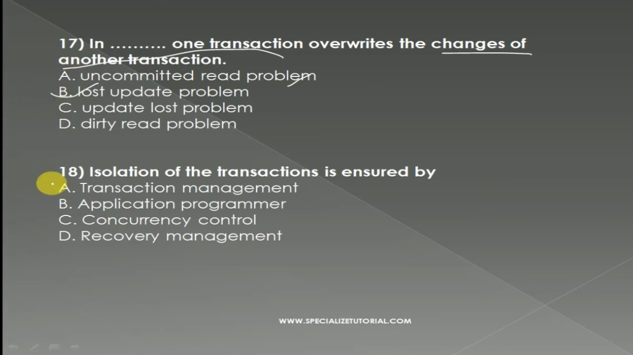Now take question number 18. Isolation of transactions is ensured by dash. Options are transaction management, application programmer, concurrency control, and recovery management. So concurrency control is the right answer. Basically, isolation of transactions is ensured by concurrency control. Now take the next question.